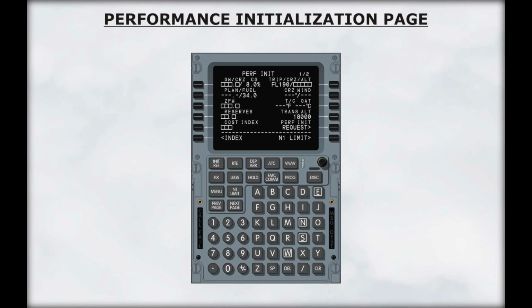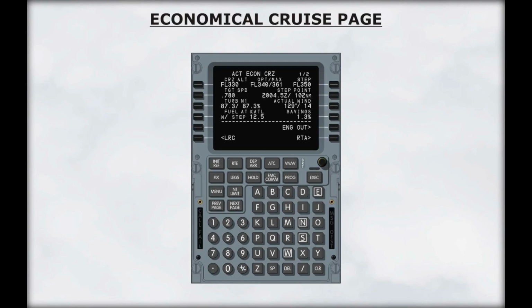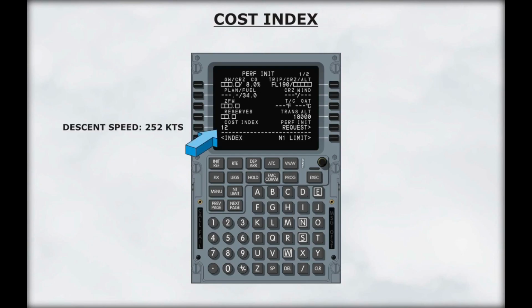This information includes the cost index and the cruise altitude. The FMC uses the performance database and the information entered by the crew to compute the most economical speed and profile. Many companies use economical speeds with a cost index of 12 for all routes. The resulting descent speed is 252 knots independent of weight and ambient conditions. This can be modified according to company policy in order to suit ATC requirements. Climb and cruise should be left at economical speed.